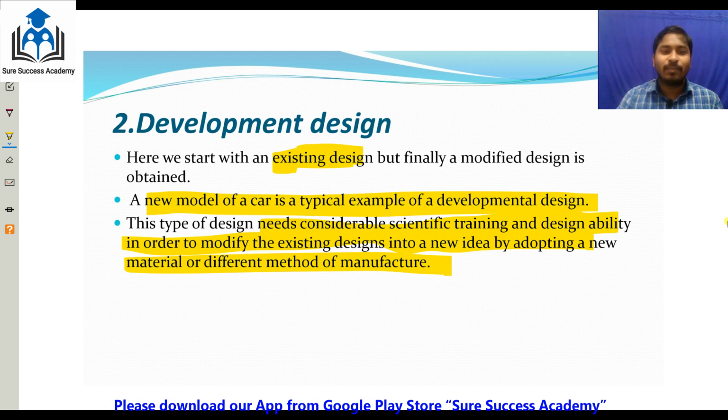So see the developmental design. The designer's thought starts from the existing designs, but the final product may be quite markedly different from the original product. What I am telling you is, see, day to day the design of the car is varying.